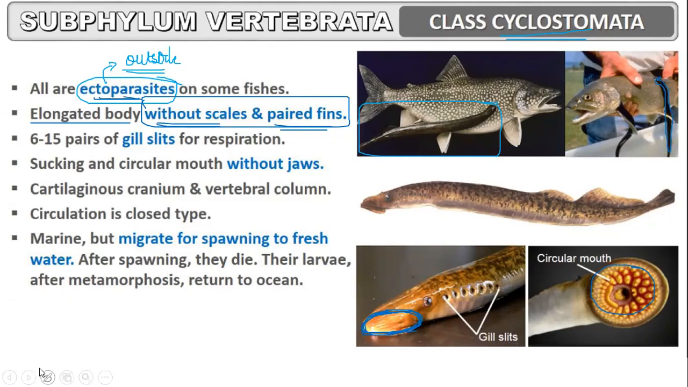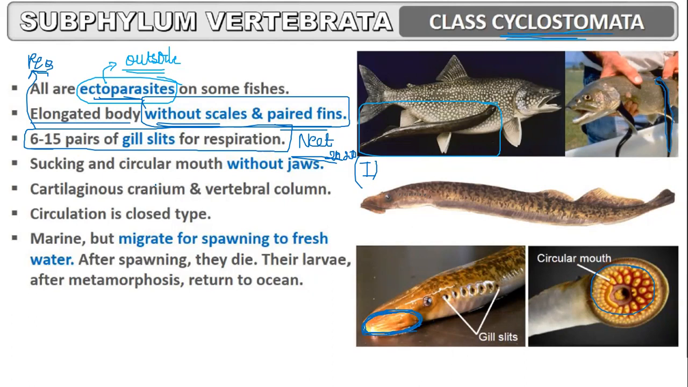This is a very important statement and a previous year NEET question. Cyclostomes have 6 to 15 pairs of gill slits for respiration. NEET 2020 question, phase 1. As you all know, NEET 2020 had 2 phases, 1 and 2, due to COVID. In NEET phase 1, 6 to 15 pairs of gill slits for respiration are found in class Cyclostomata.